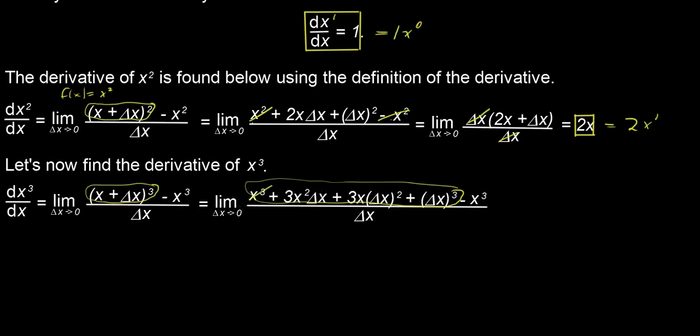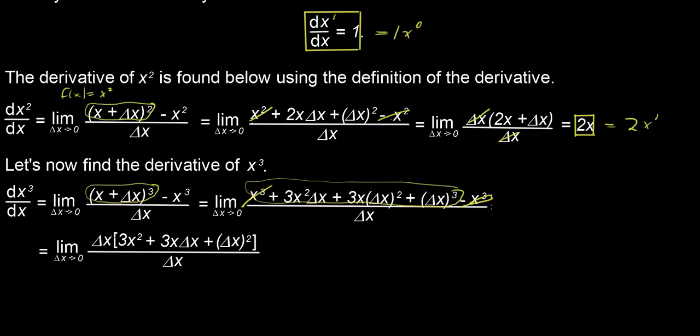We see that in the numerator we have x cubed minus x cubed, so those cancel out. And then what remains in the numerator are all terms that have varying powers of delta x in them, or in other words, delta x is a factor in that numerator, so we could factor delta x out.